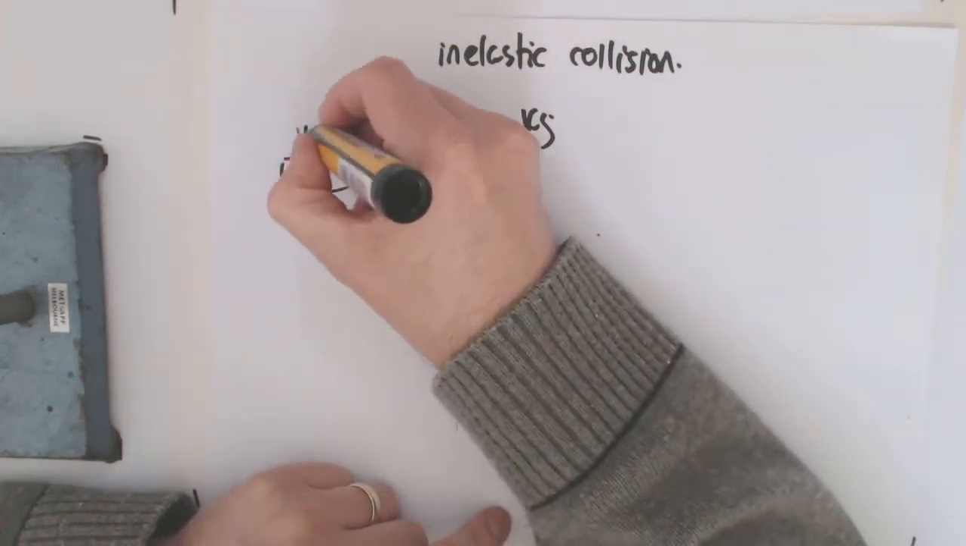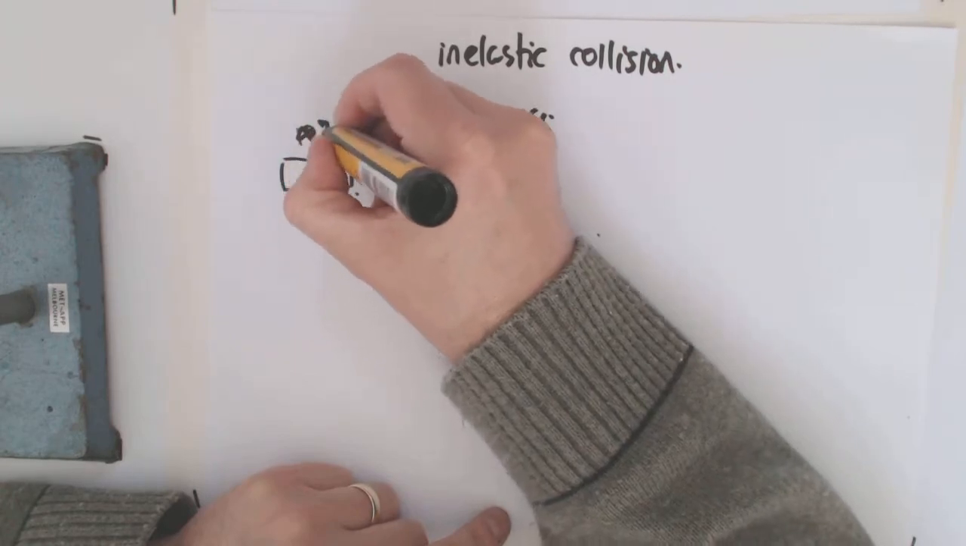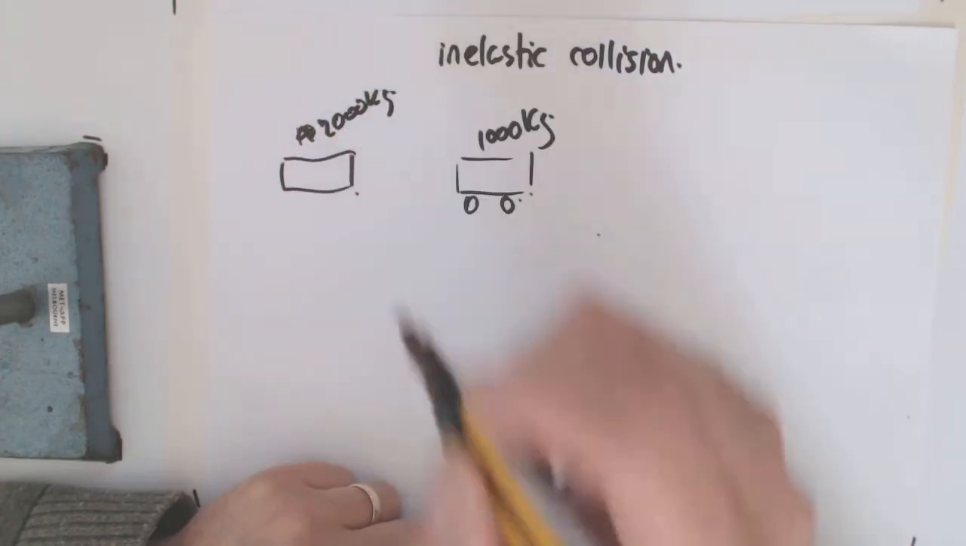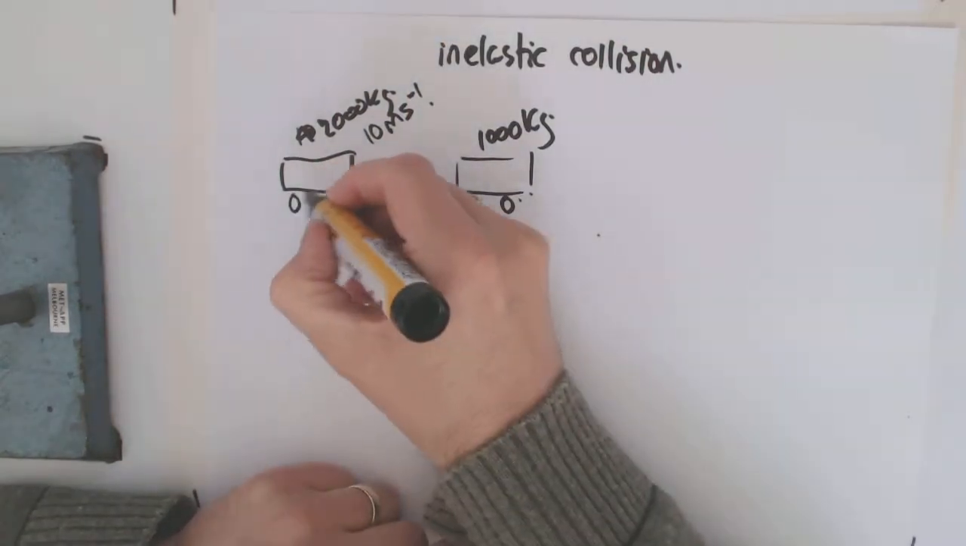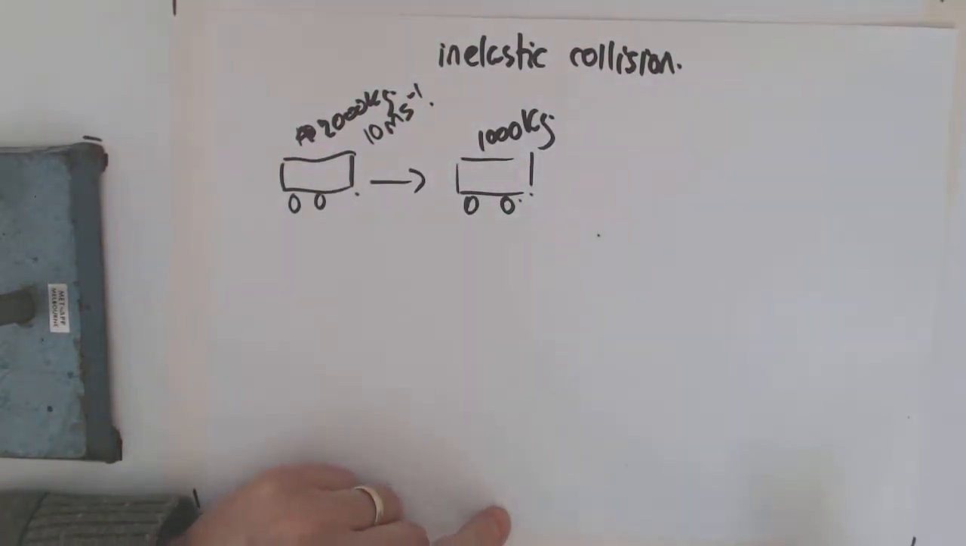It weighs, let's make it weigh 2,000 kgs. And it's moving at 10 meters per second. And it smacks into that one, but they stick together. The question would be, how fast are they going afterwards?